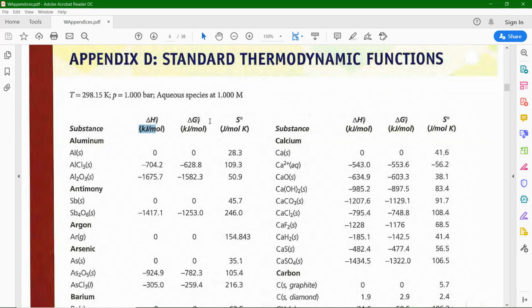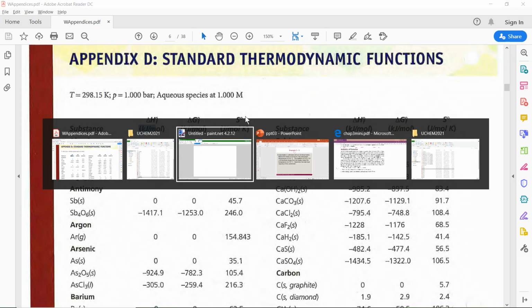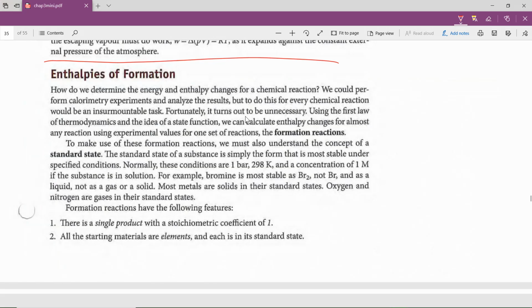Now the delta G naught and S naught, those are going to be learned months from now, but they are helpful things as well. So let me go to the mini chapter text thingy. Enthalpies of formation. This is page 145. So how do we get those energy and enthalpy changes?